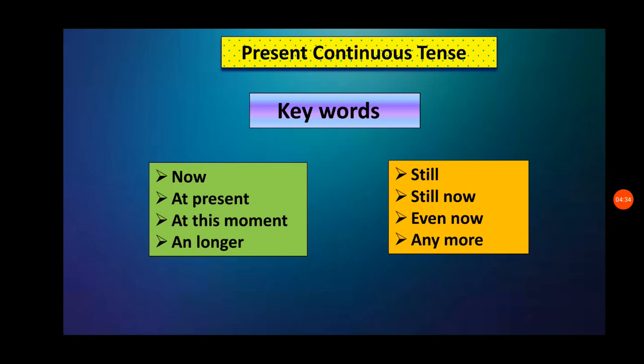Here I have given keywords to identify a sentence or to use in the sentence. What are the keywords? These are adverbs of time. Now, at present, at this moment, any longer, still, still now, even now, anymore. So here these all words are used to point out the event which is going on at present.